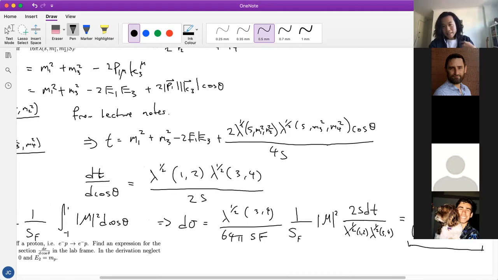Because the hard part is calculating this m squared. That's where the physics comes in. The rest of these are just kinematic factors, so nothing's going to change from scenario to scenario. Any questions?